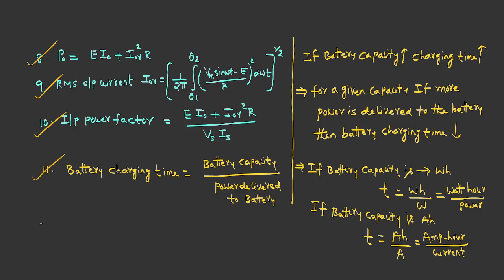Then how to calculate the battery charging time? The battery charging time equals battery capacity by power to the battery. Sometimes battery capacity is given in watt hour rating, then watt hour divided by power gives the charging time. Sometimes they give the ampere hour rating, then ampere hour divided by current gives the time. Based on that, you have to calculate the time.